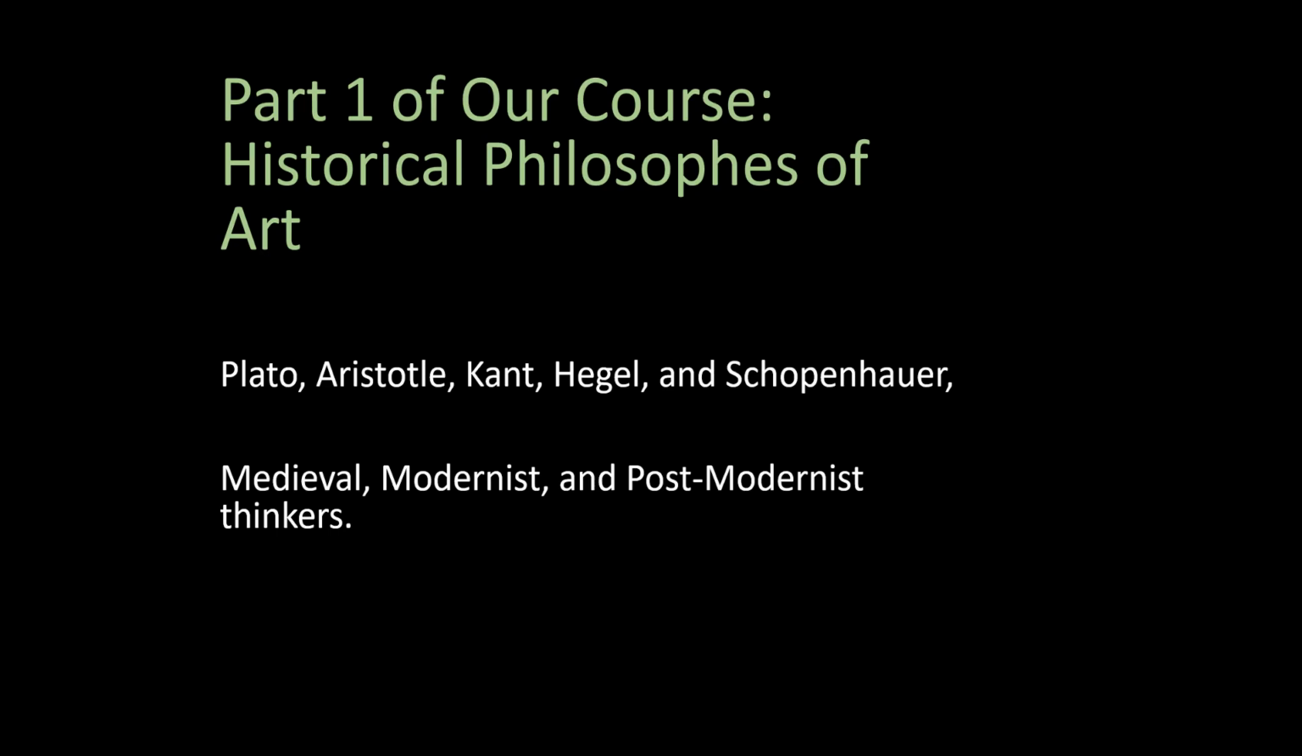Part 1 of our course, Historical Survey. The first section of our course will be organized historically, making our way through some of the most influential philosophers to discuss the nature, function, value, and dangers of art, focusing specifically on Plato, Aristotle, Kant, Hegel, and Schopenhauer, as well as some central medieval, modernist, and postmodernist thinkers.